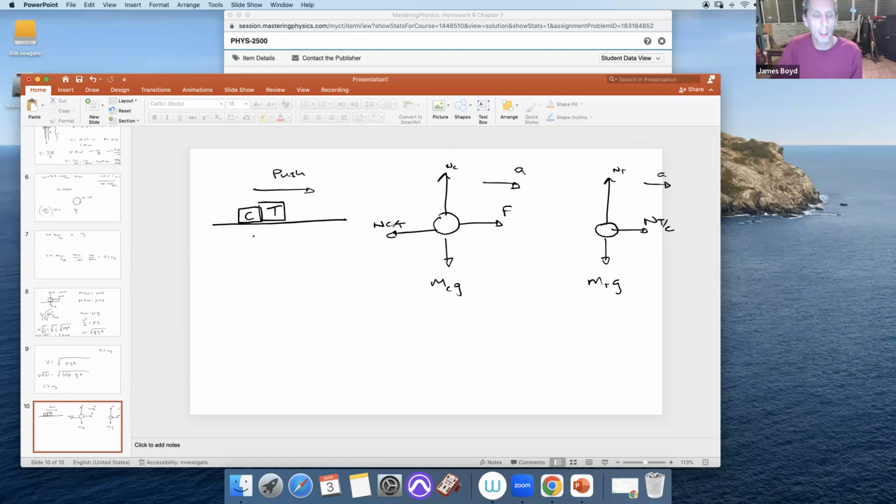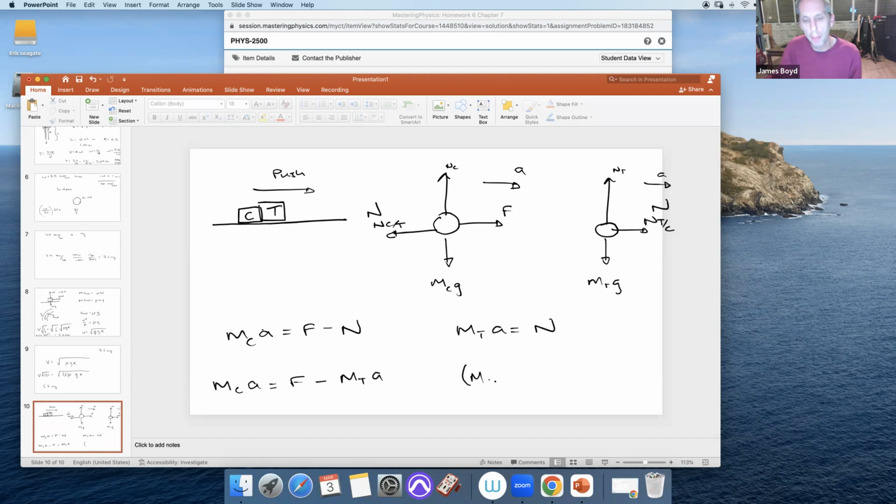Okay. Now, if we were to write these equations, m of the car, A, is F minus, and I'm just going to call this N. I'm going to call this N. They're the same normal force. M of the truck, A, is N. So I can see that this is M_C A is the force minus M_truck A. Add that over. And what I get is that M_C plus M_T times A is the force of the car. A is the force divided by the total mass. That was a very long way to do something simple.